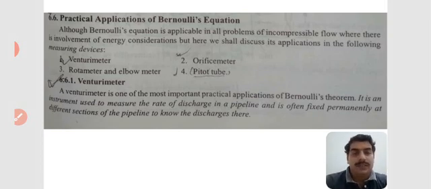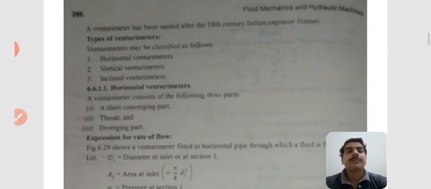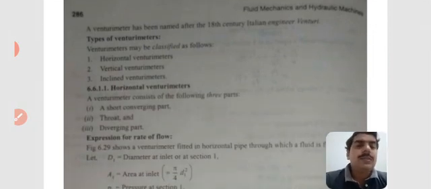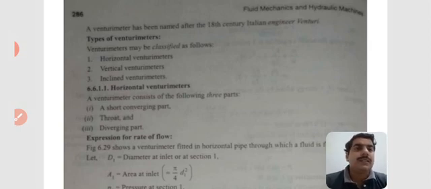Now, the first one is the Venturi meter. The Venturi meter is one of the most important practical applications of Bernoulli's theorem. It is an instrument used to measure the rate of discharge in a pipeline and is often fixed permanently at different sections of pipelines to know the discharge. The Venturi meter has been named after the 18th century Italian engineer Venturi.